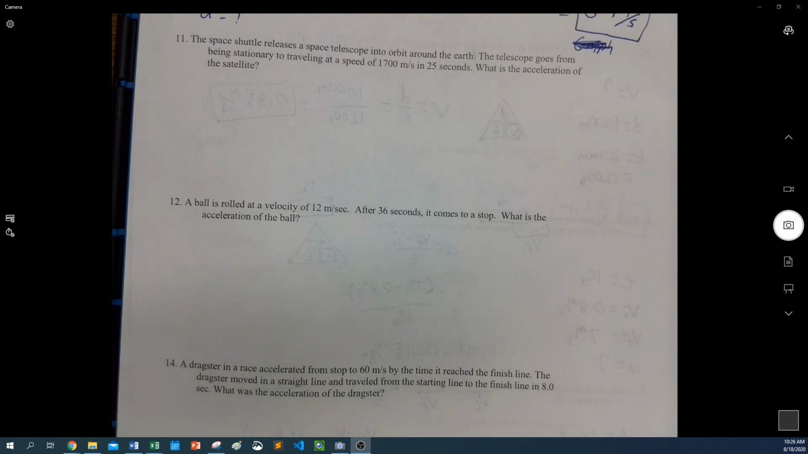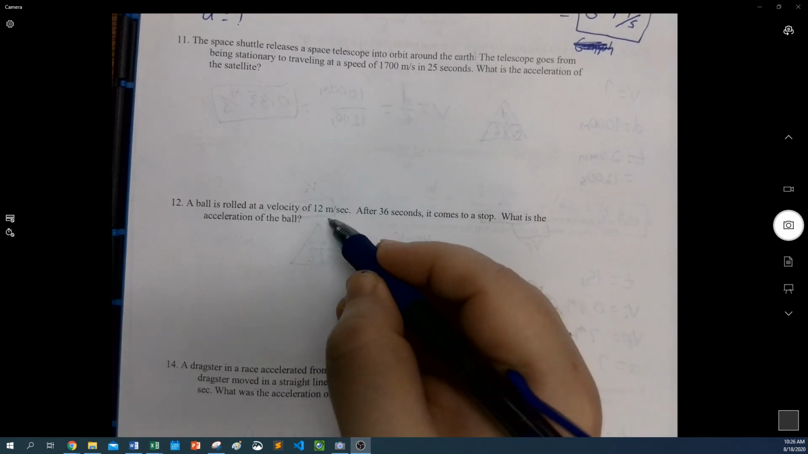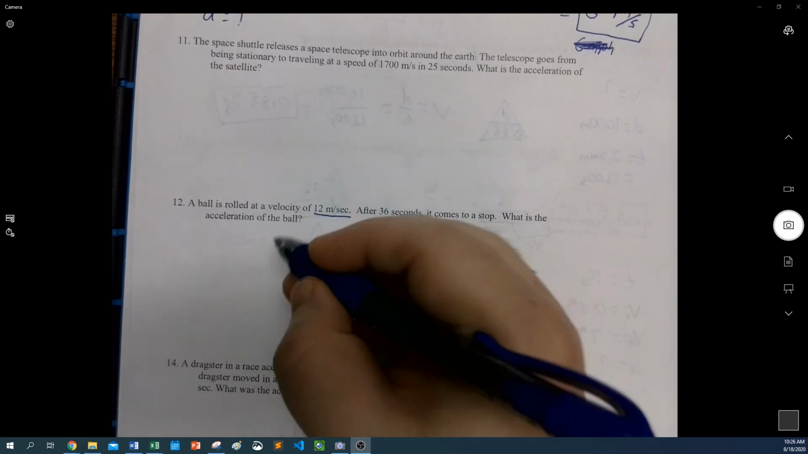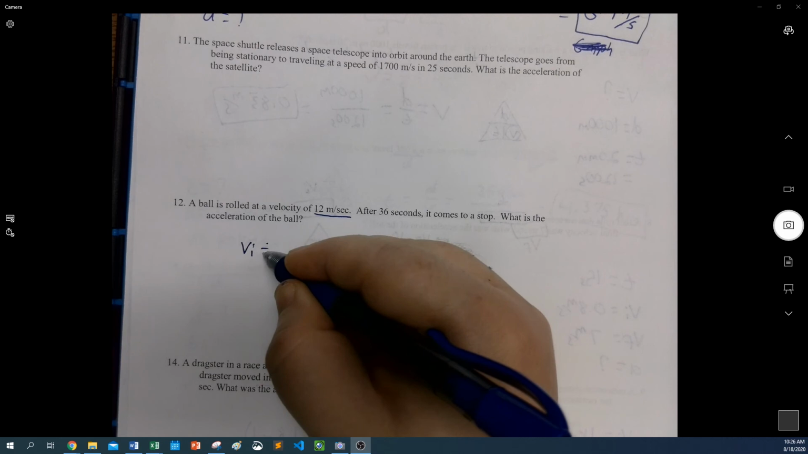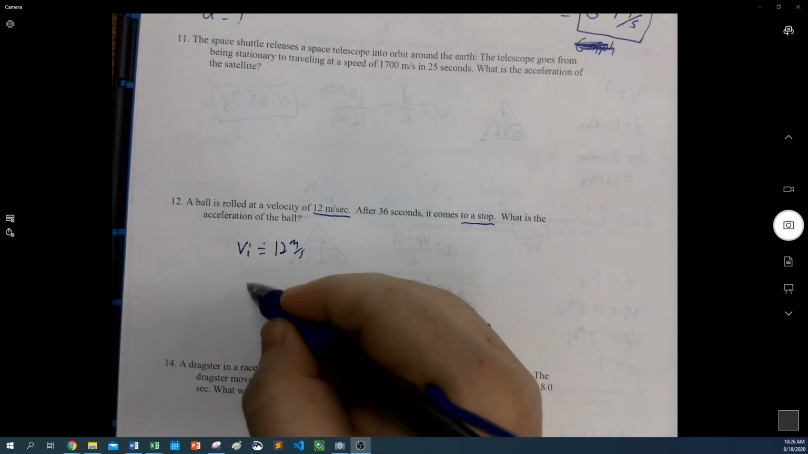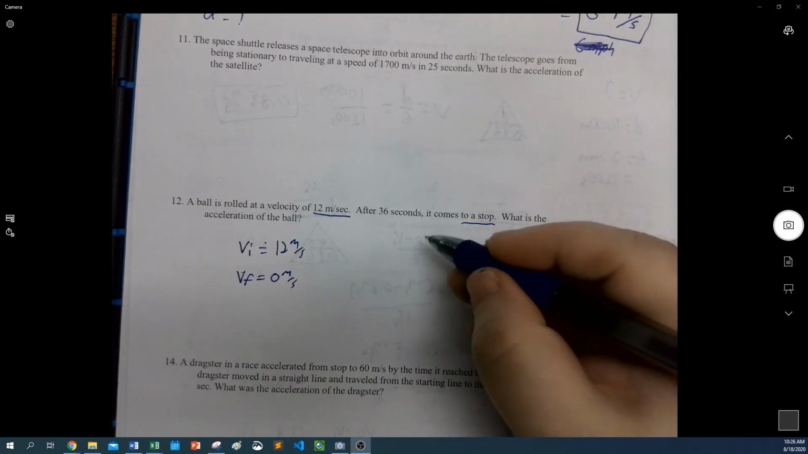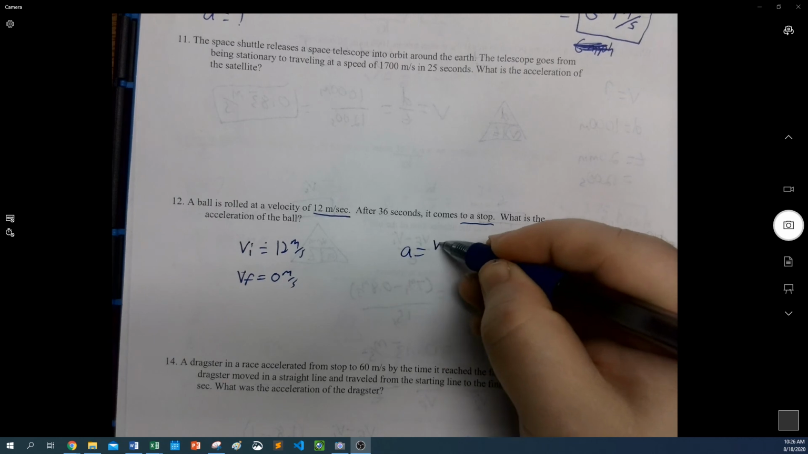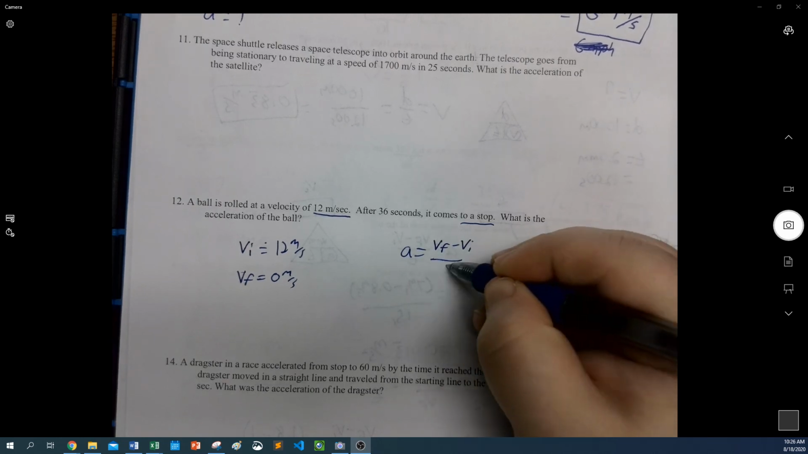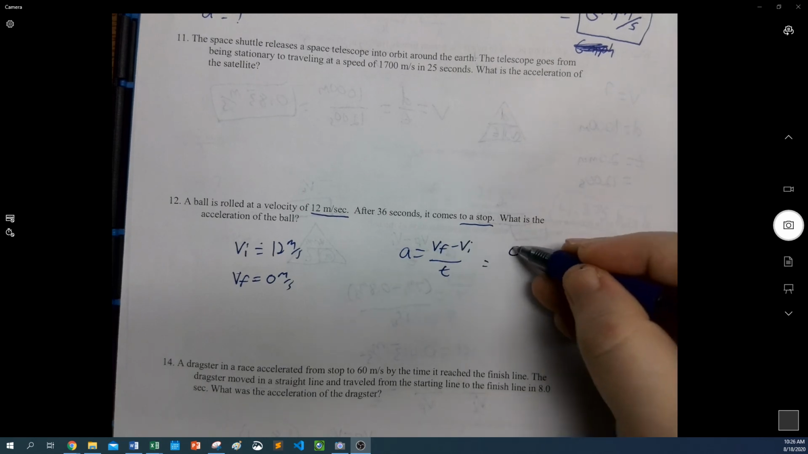All right. Let me go over one thing. So on this one, number 12, your initial velocity is 12 meters per second. Your final velocity is 0. So when you plug this in, A equals VF minus VI divided by T. You should get a negative answer.